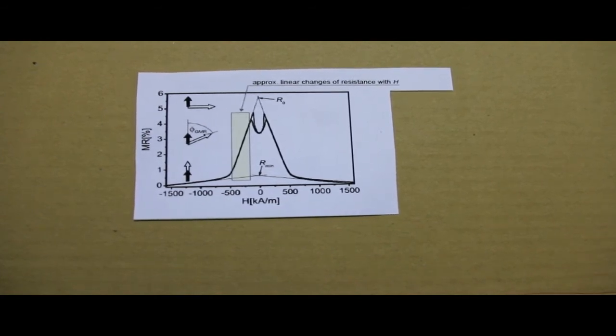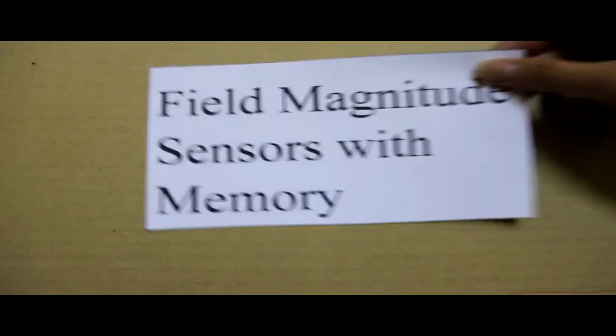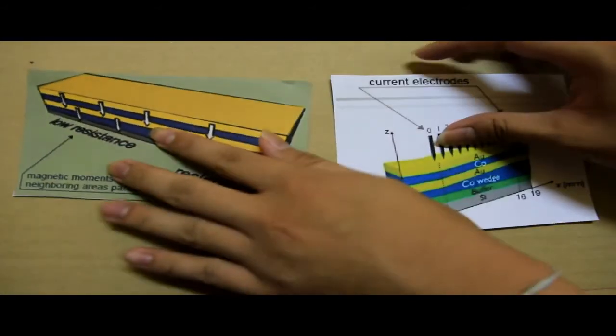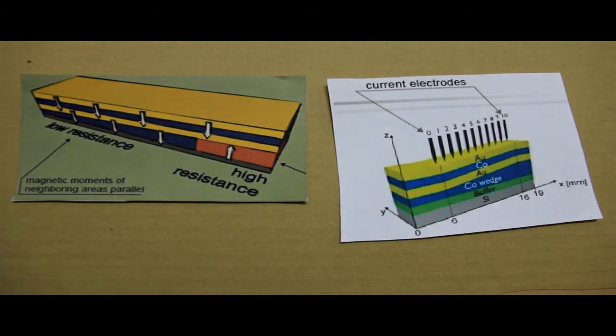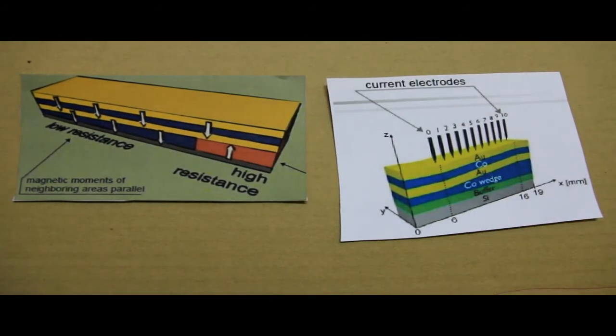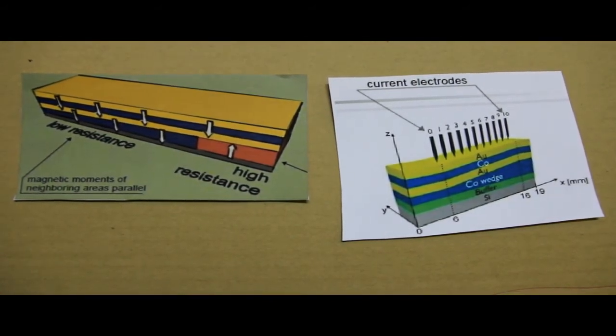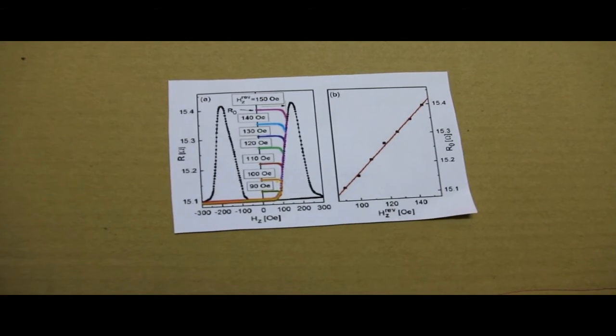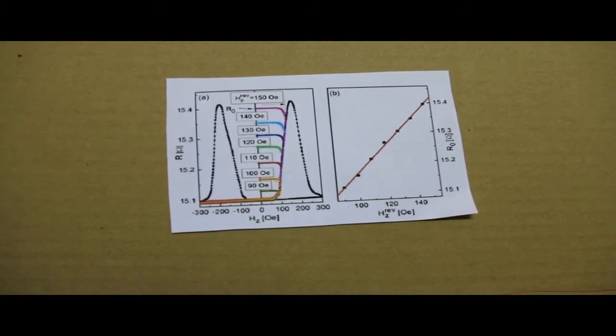Next we're going to talk about field magnitude sensors with memory. From the figure we can see that the wedged cobalt layer shows a monotonic decrease of the coercive field with increasing thickness because the contribution of the perpendicular surface anisotropy diminishes. The resistance of the stack after the removal of the magnetic field, at remanence, is a linear function of the maximum applied field.